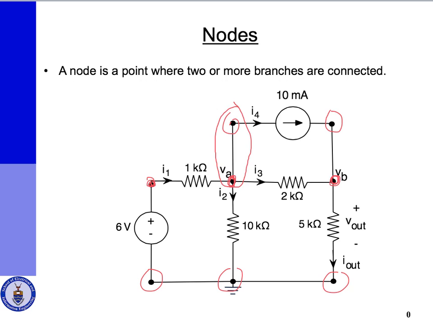So again, this is a single node, and in the same way, this is also a single node because there are no circuit elements here or here. So this single node, which is drawn as an expanded node, serves to connect this element and this element and this element with each other.